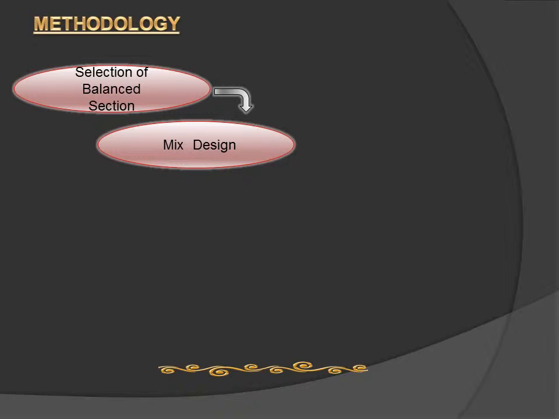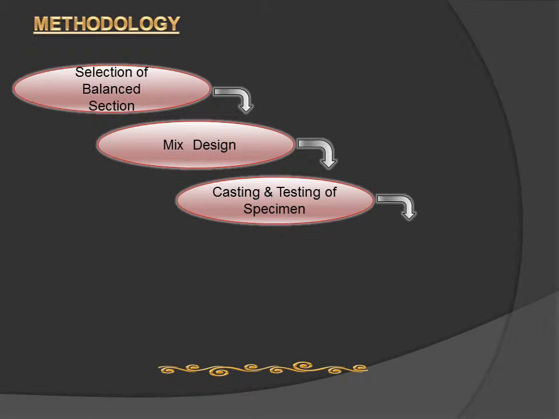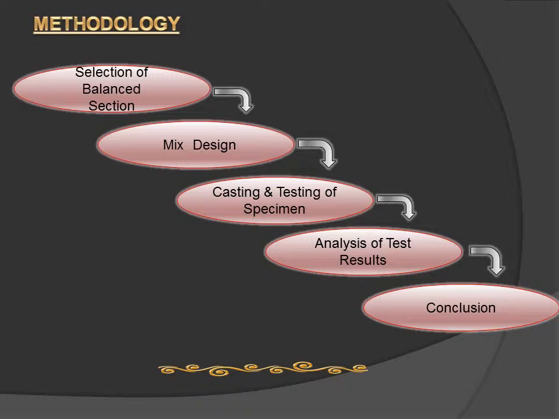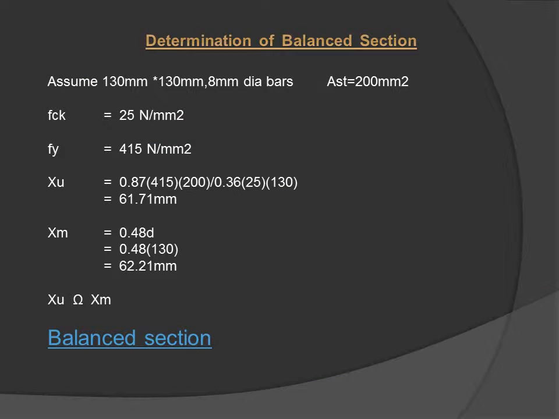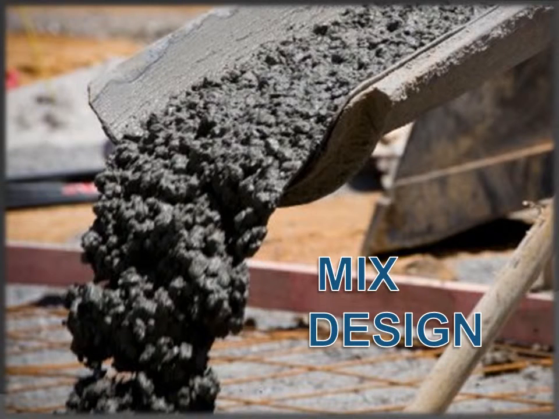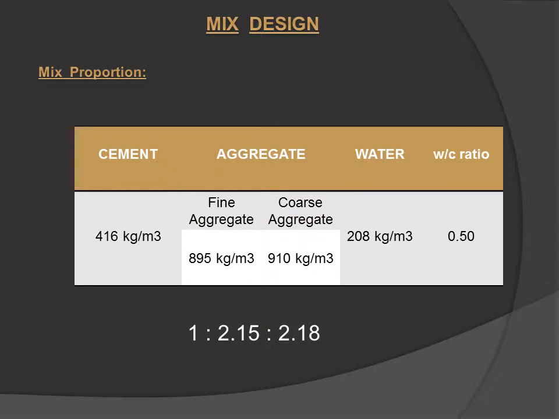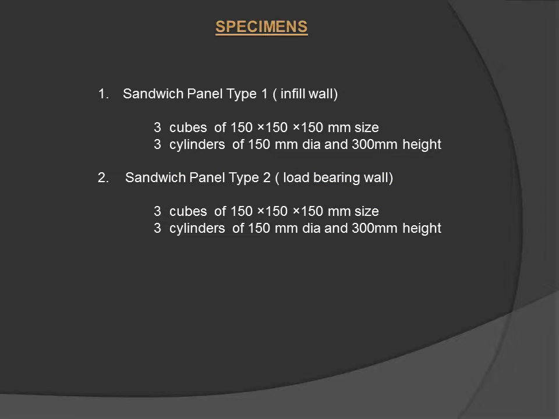Methodology. First we did the selection of balanced section, next the mix design, next the casting and testing of specimens, and then finally we did the analysis. We used the code books to find the balanced section using Xu and Xm. Next we go to the mix design. The mix proportions, we did it in the normal way, and we found the mix ratio as 1:2.15:2.18. The specimens, the following are the specimens.